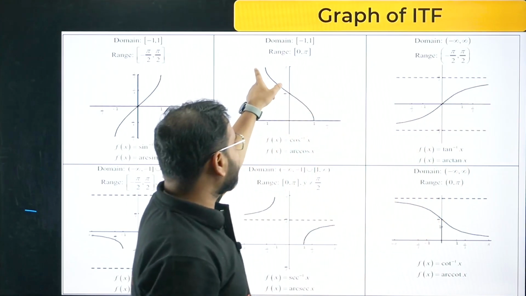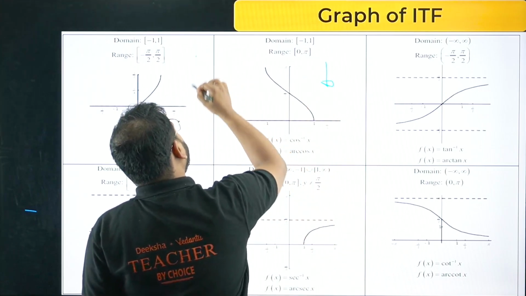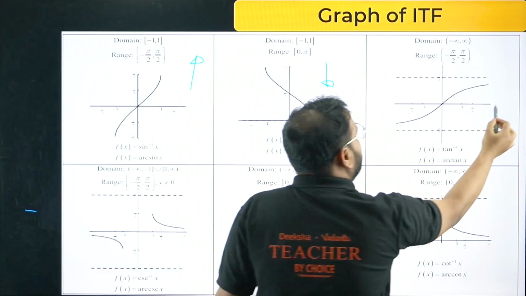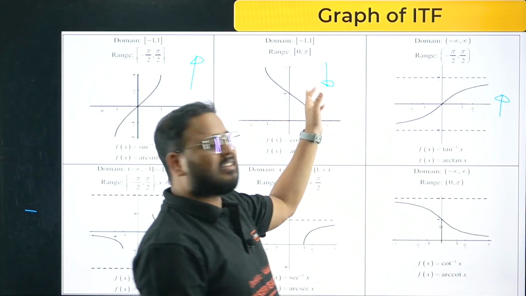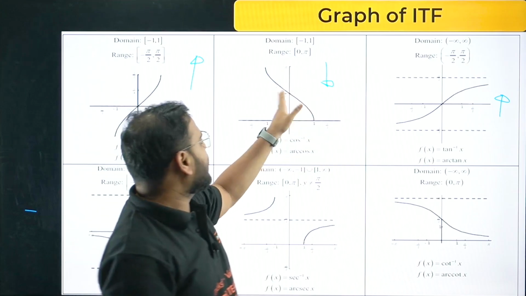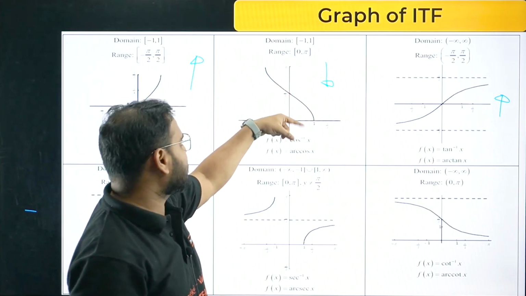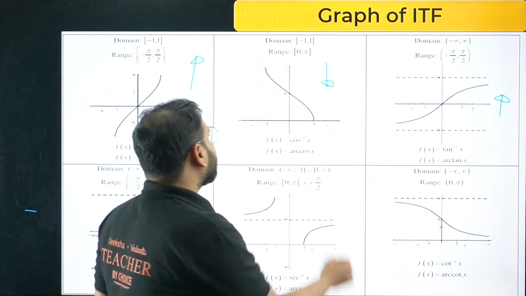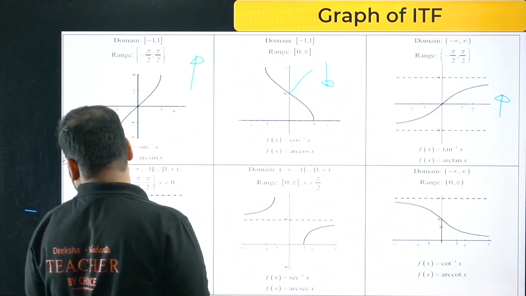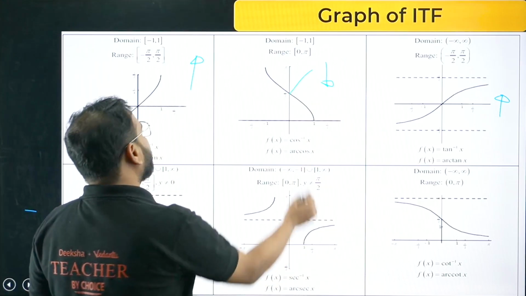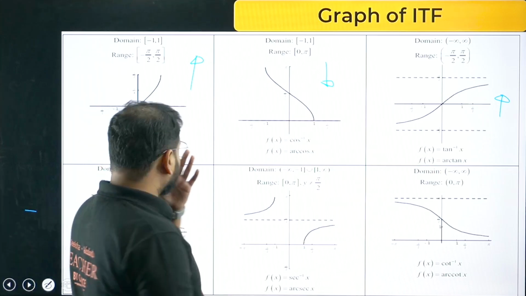This is a decreasing function, right? This is a decreasing function. This is an increasing function. This is an increasing function again. This is again odd. This is neither odd nor even, right? If it was symmetric about the y-axis, I could say even function, but it is not symmetric. So it will be neither odd nor even. Whereas in the case of tan, what will we have?